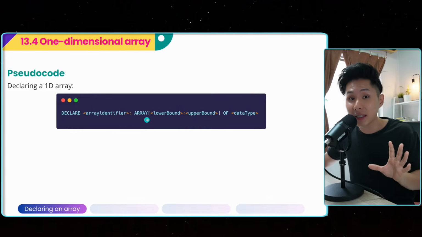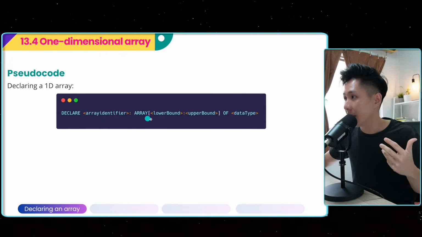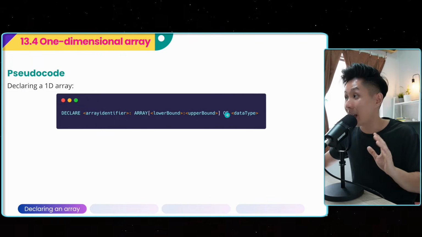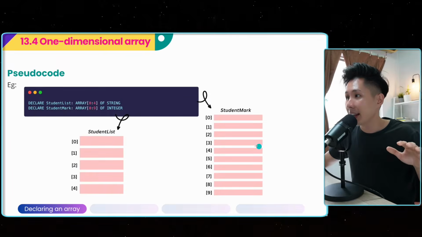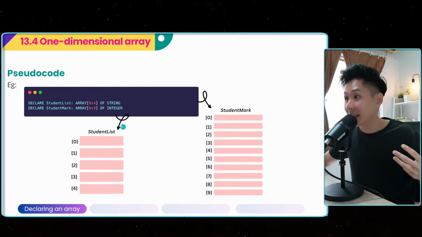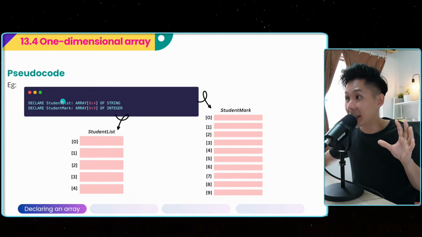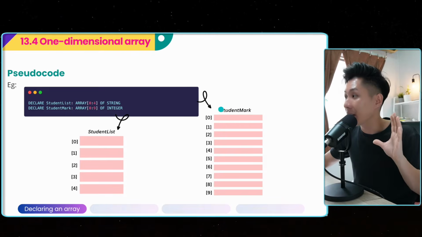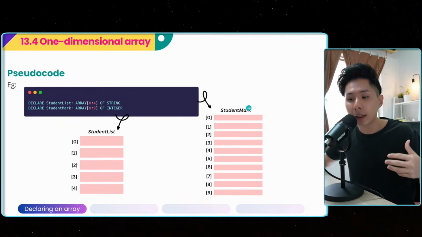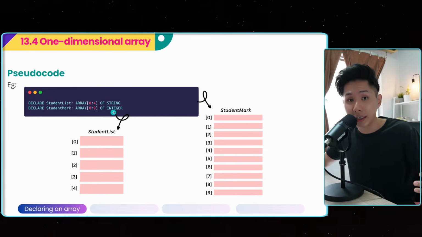This is how we declare it in pseudocode. Declare keyword, the identifier, meaning the name, array, what's the lower bound, what's the upper bound, and what is the data type of the data that you are storing in the array. For example, if I want to declare two arrays like student list and student mark, student list, I will declare with the identifier and the upper bound and the lower bound, and the data type has to be string because I'm storing names. And in contrast, if you look at student mark, because I'm storing their marks, which are numbers, when you're declaring it, you need to specify the data type, which is integer.